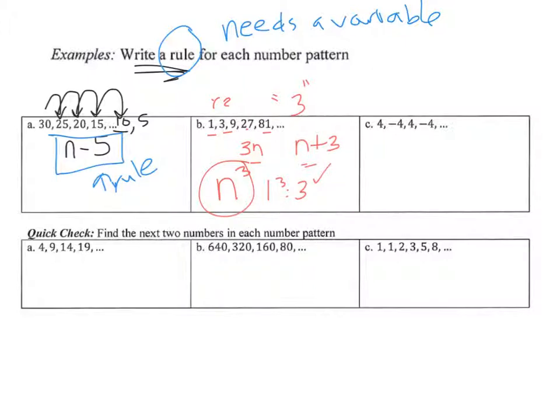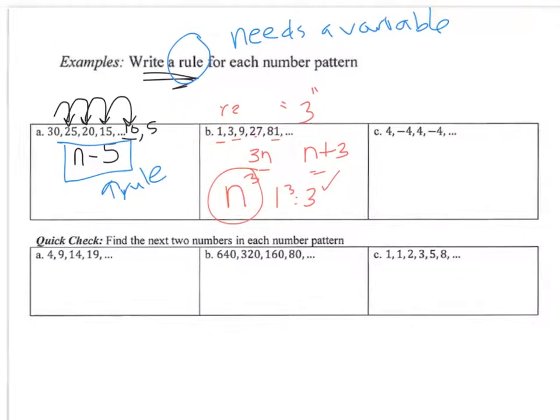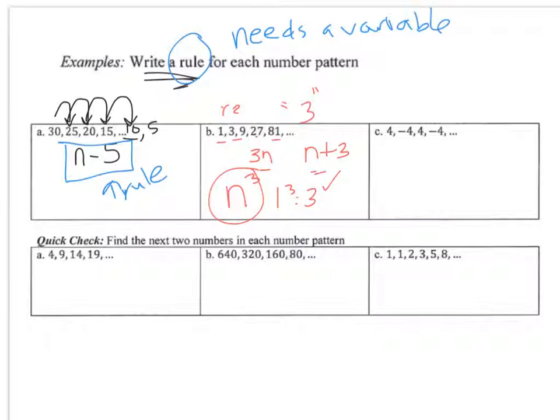Okay, next one. My pattern's 4, negative 4, 4, negative 4. If I make a conjecture, my next number should be 4. So 4, then negative 4, then 4, then negative 4. What you're doing is taking a number and multiplying it by negative 1, or negative n.